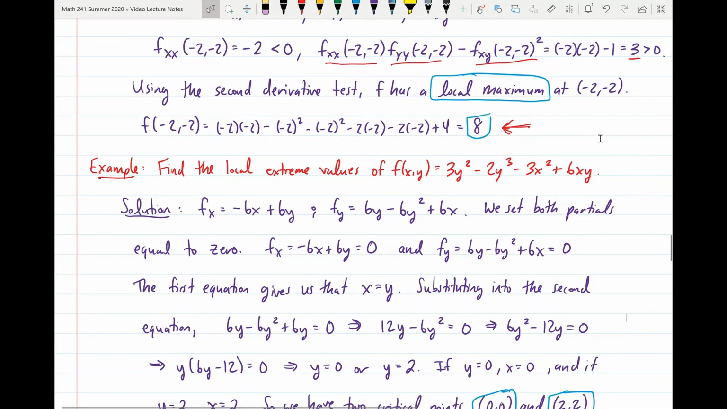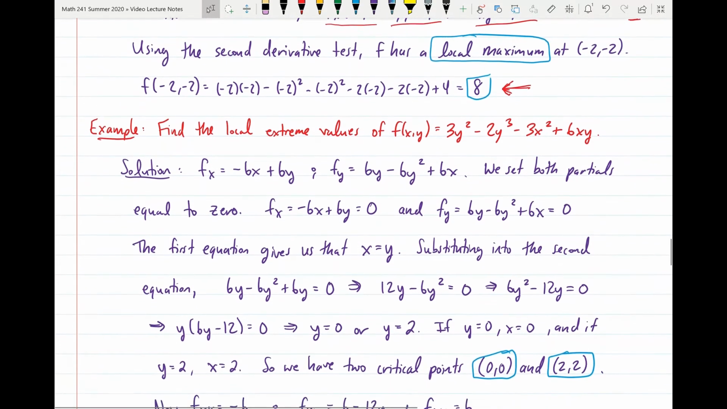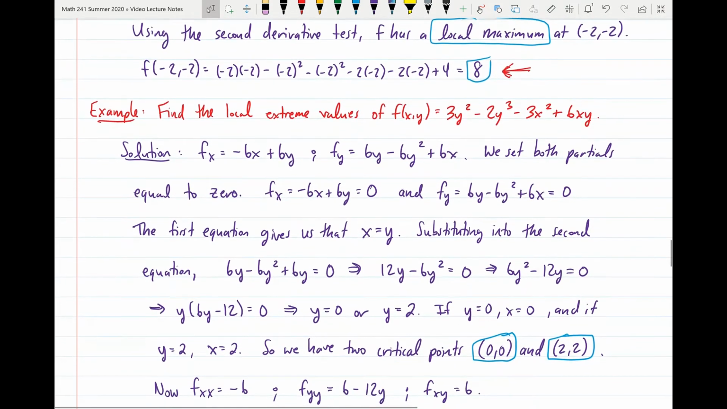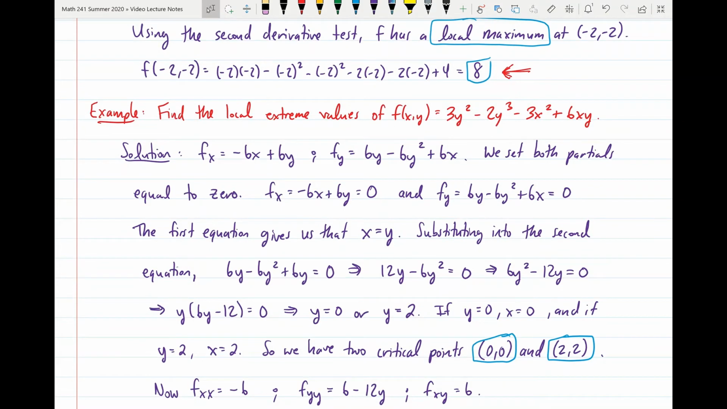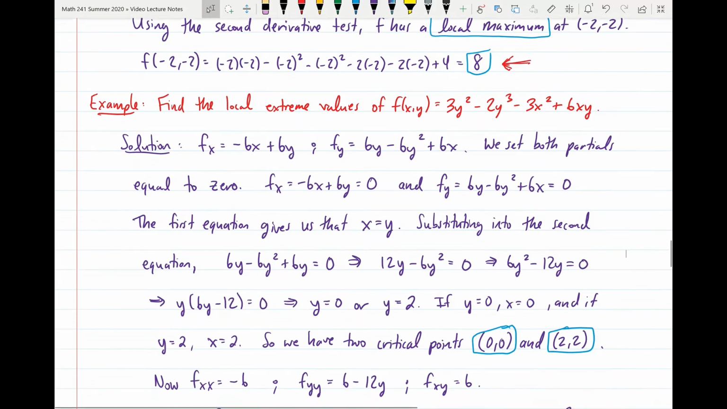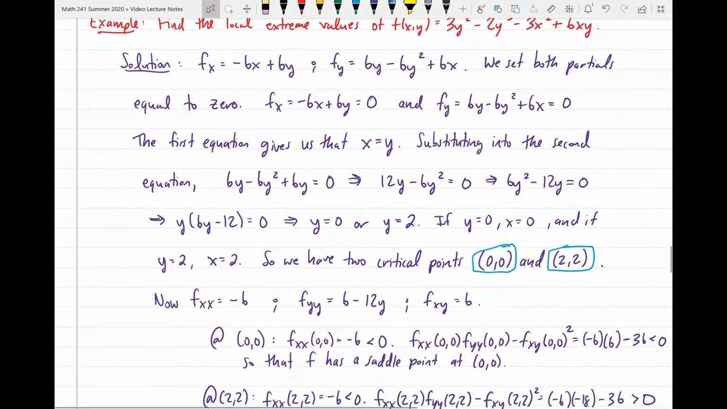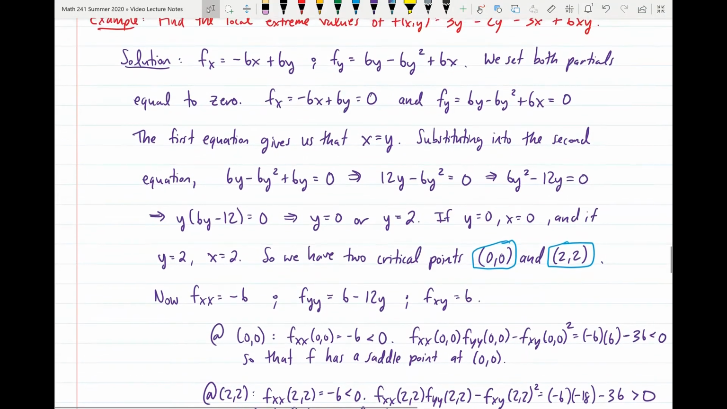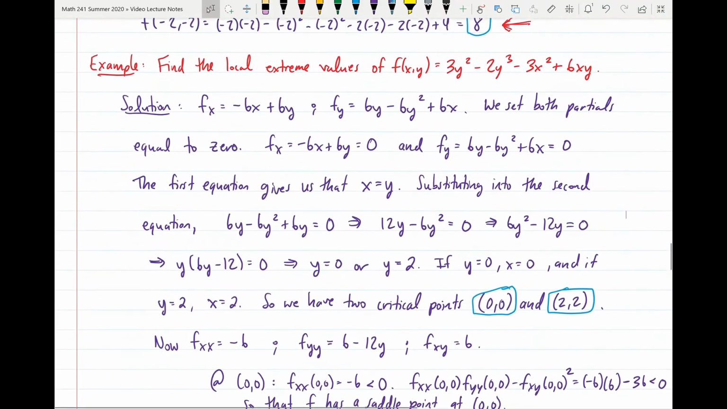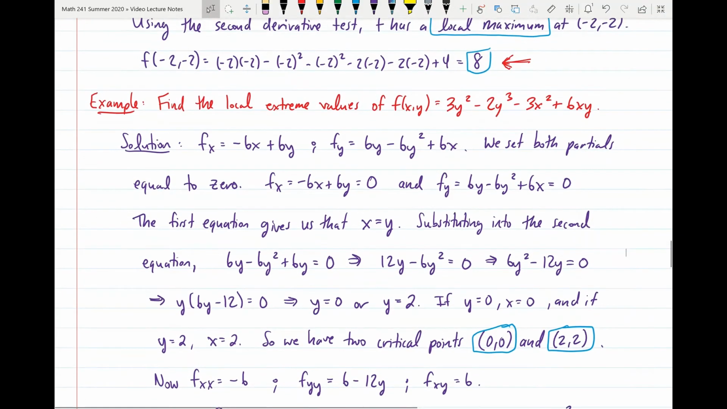Okay, so let's move on to another example here where we find a saddle point. Let's say that we want to find the local extreme values of the function f of xy is equal to 3y squared minus 2y cubed minus 3x squared plus 6xy. The process is going to be the same as before. I just wanted to go through this example because this time we're going to find a point where the discriminant is negative and we have a saddle point. So let's get into it here.